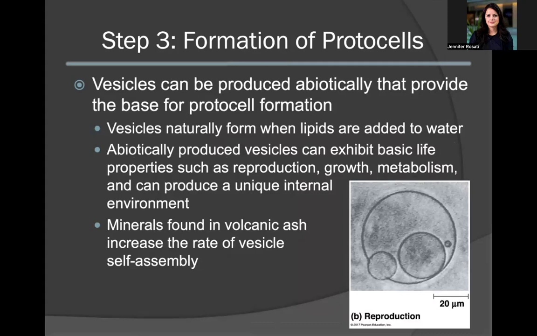The formation of protocells has also been demonstrated. Vesicles can be produced abiotically that provide the base for protocell formation. Vesicles naturally want to form when lipids are added to water. Because of the hydrophilic and hydrophobic nature of lipids, they naturally want to form a lipid bilayer. In addition, when immersed in water, they also want to form a circular 3D structure, much like a cell. Abiotically, these vesicles can be produced. In addition, they can also exhibit basic life properties such as reproduction, growth, metabolism, and they can also produce a unique internal environment.